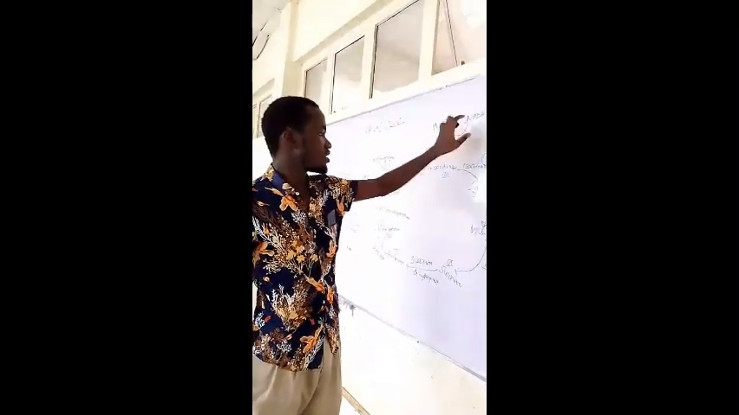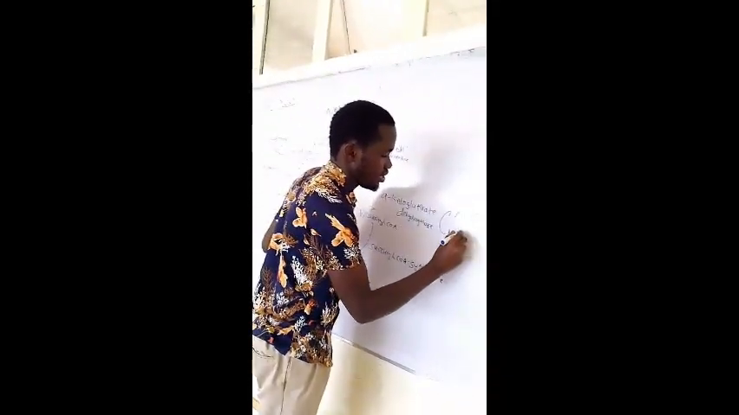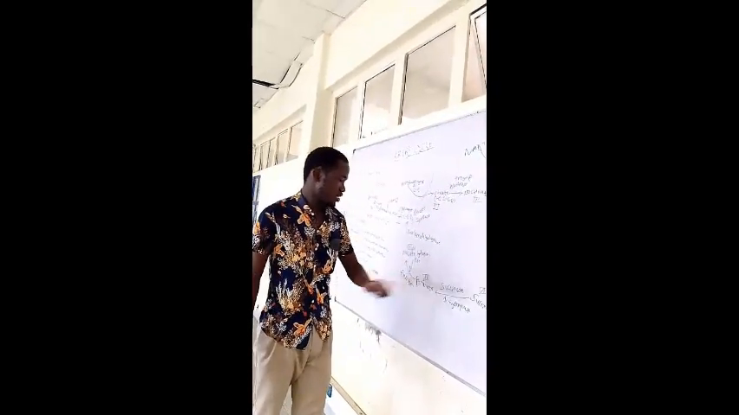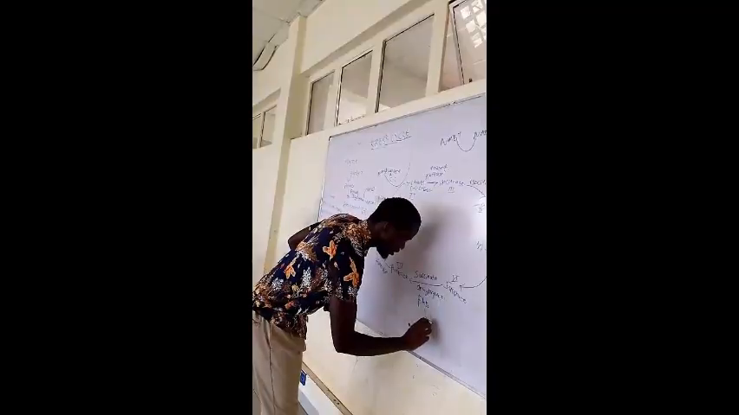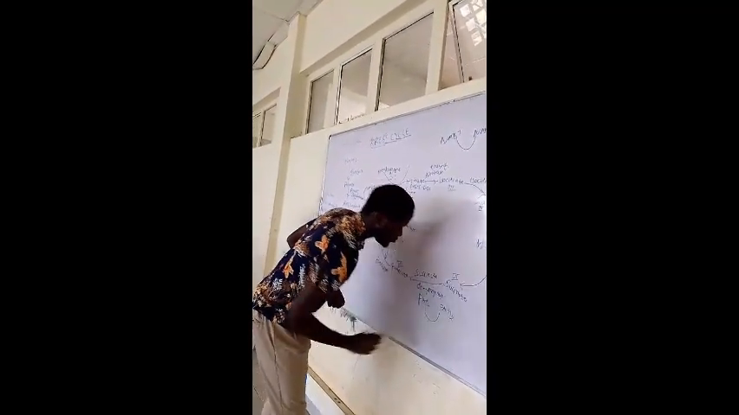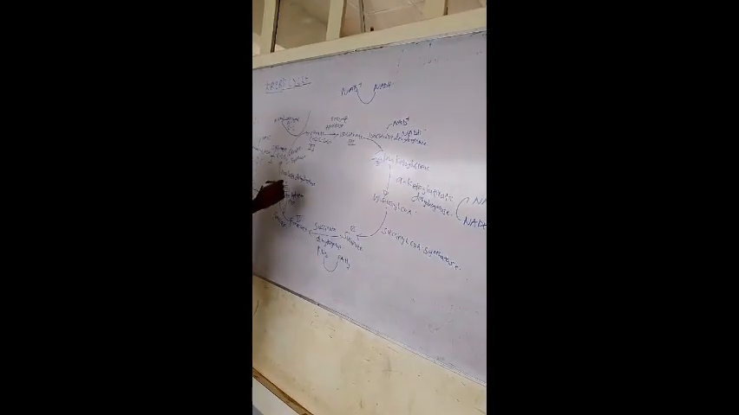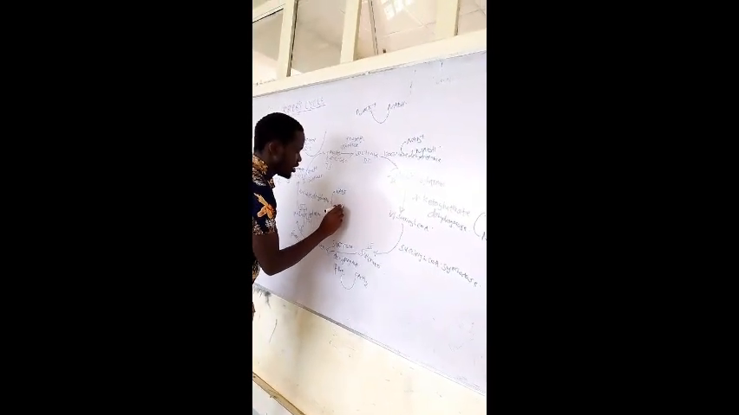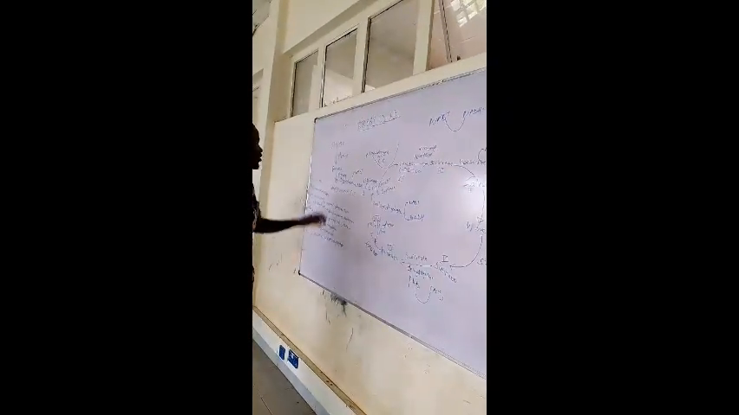So what should also come into your mind is the same thing: NAD positive is converted to NADH. And from succinate to fumarate, we have the succinate dehydrogenase. This is somehow different, but it's the same concept: FAD is converted to FADH2. And from fumarate to malate, we have the fumarase. From malate to oxaloacetate, we have the malate dehydrogenase. And what should come into your mind is NAD positive is converted into NADH.